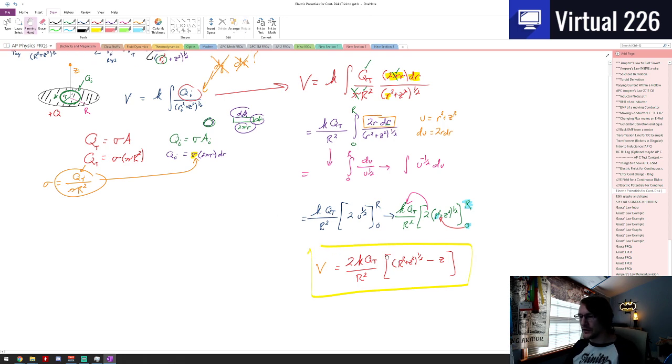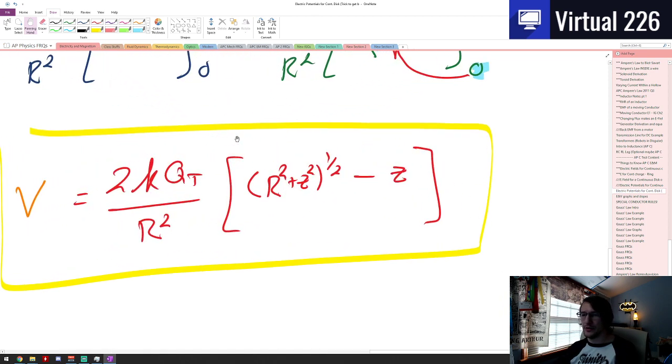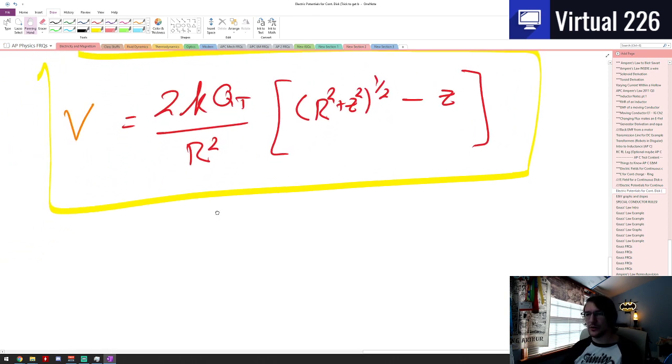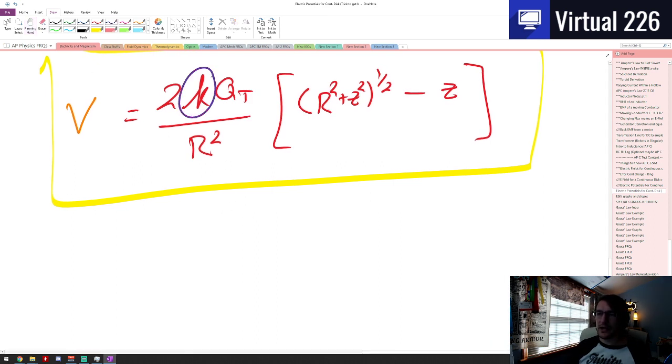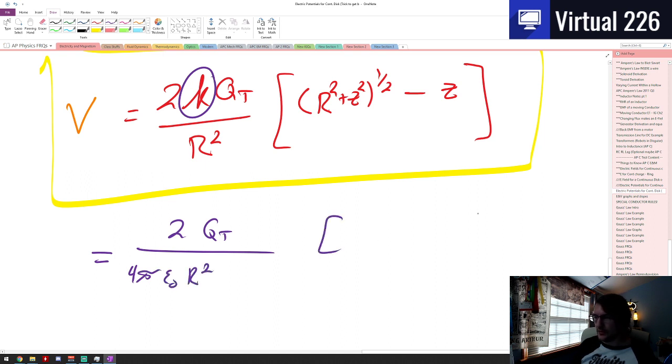If you wanted to, you could clean this up. If we zoom in on this, you might recognize some neat things we can do here. Maybe you're rewriting k as 1 over 4 pi epsilon naught, which means you could write this as 2q(t) over 4 pi epsilon naught r squared, and then all of this term. What you could recognize here is that the 2 and the 4 divide out, but you also have a pi r squared and q(t). That's just the total charge over an area, the area of the disk. That is your charge density.